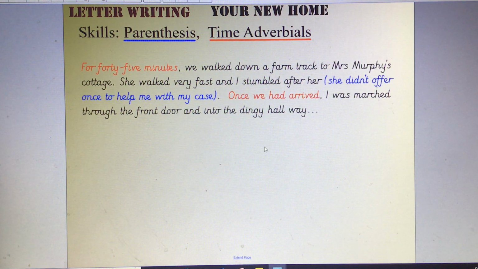Here's an example of the beginning of a paragraph about your new home and new host family. Again, I've shown you some different examples of parenthesis and time adverbials. I haven't finished this paragraph because I don't want to give too much away. So just there again, you can pause the video and use this for ideas.